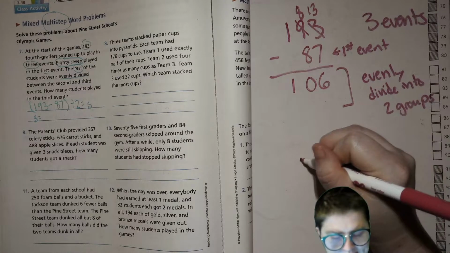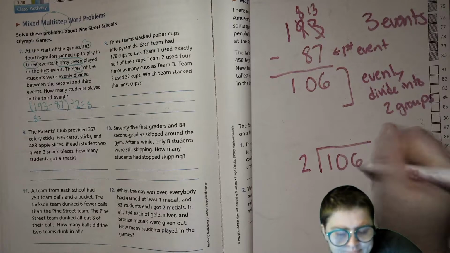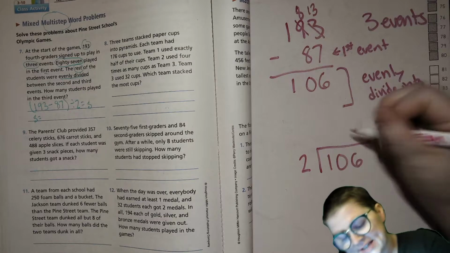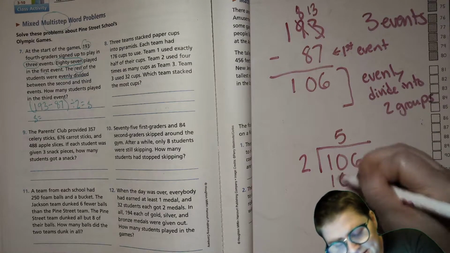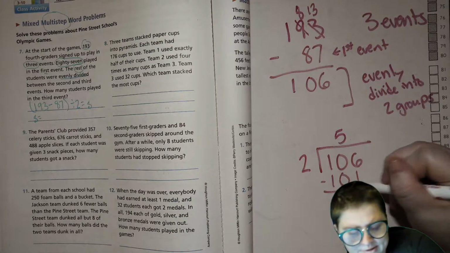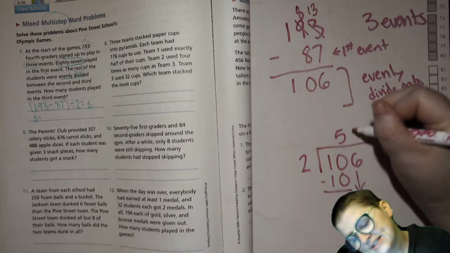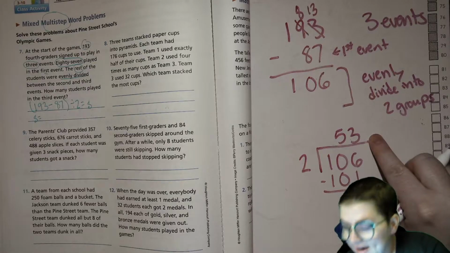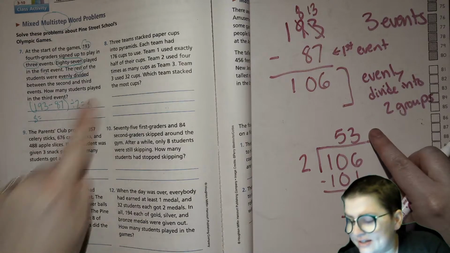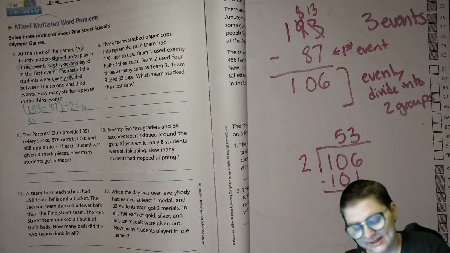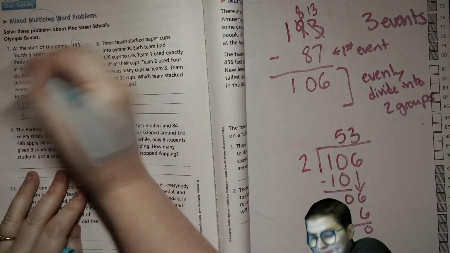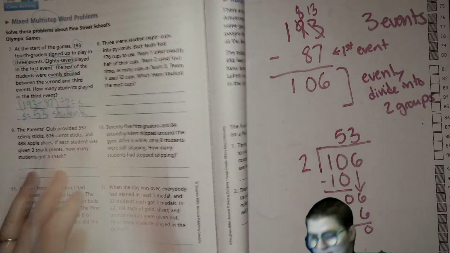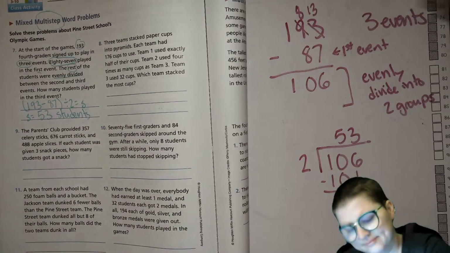So we're taking our 106, put our 2 over here. All right, 2 goes into 1 no times, 2 goes into 10 5 times, and you get 10, and you multiply that, bring it on down, bring it on back. 2 goes into 6 3 times, and you get 6, and there's no remainder. So now, in the third event, that's what the question is, we have 53 kids in that third event. Okay. Very nice.